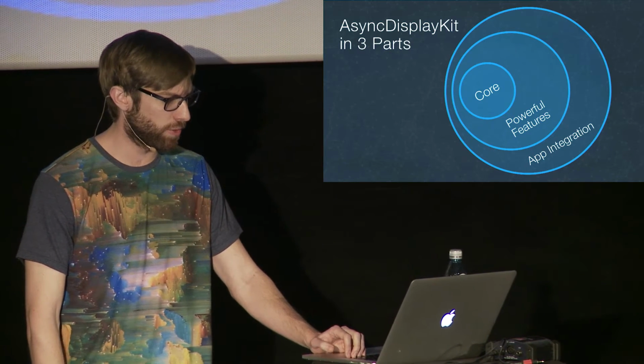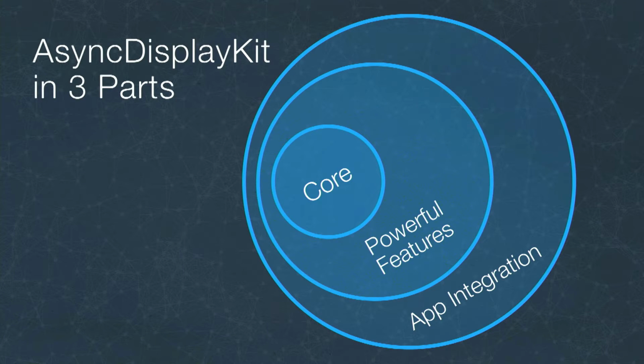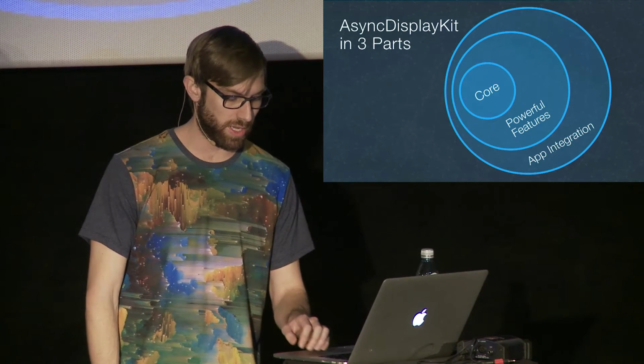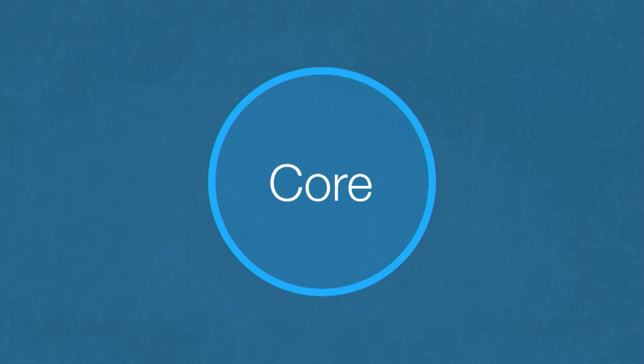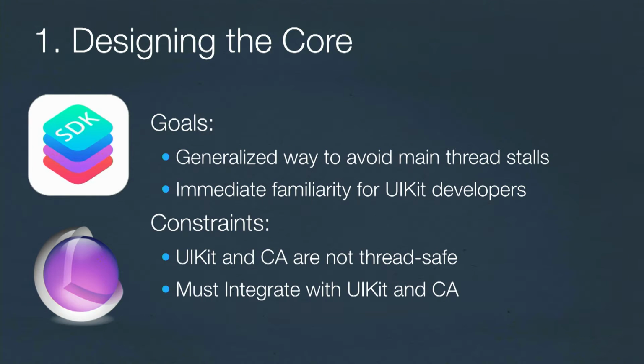So let's go through AsyncDisplayKit, first starting with how it's designed and some of its core implementation details, then getting into some of its feature set, basically the things that the abstraction has allowed to be done conveniently, and lastly into app integration topics. So in order to understand the core, it's useful to know what the design goals were.